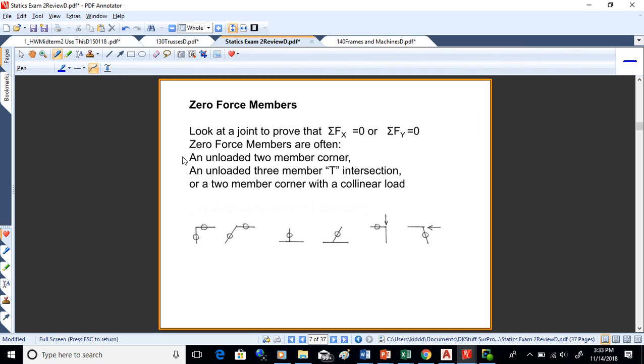The way you prove that something is zero force is you look at one particular joint and prove that some of Fx, some of Fy, or perhaps some of Fx prime or some of Fy prime are zero. It's quite often apparent at one joint for a member, but not apparent on the other joint. So remember, all you have to do is focus on one joint, and if you can prove a member is zero at that one joint, it is zero. Okay, you don't have to prove it out at both joints, just one.